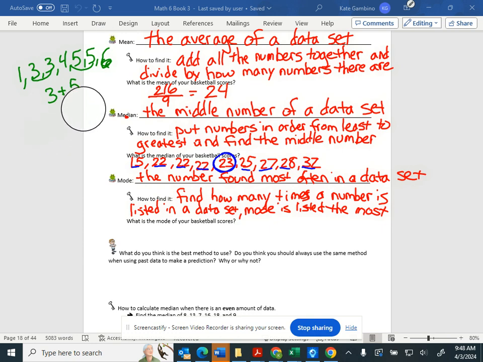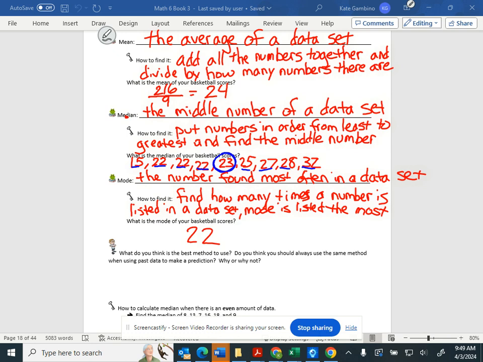So if we are looking at our data set for basketball scores, what is our mode? Layla, say it louder. 22, because there are 3 22s. That is the number that we see most often.